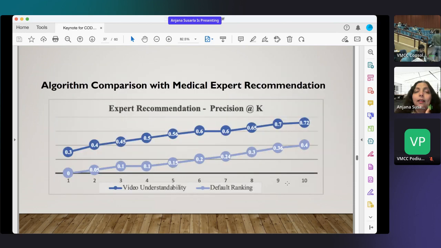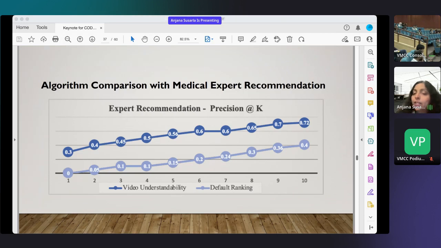So what's the end result? One thing we found is about our algorithm's precision at K, which is a measure from information retrieval. If we look at what YouTube would rank in its top 10 videos compared with the predictions our algorithm generates, we find that on expert recommendation precision at K, the more samples we have, our algorithm is actually doing very well compared to human experts.